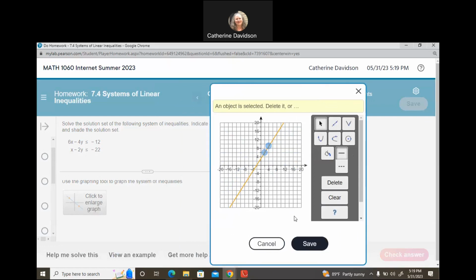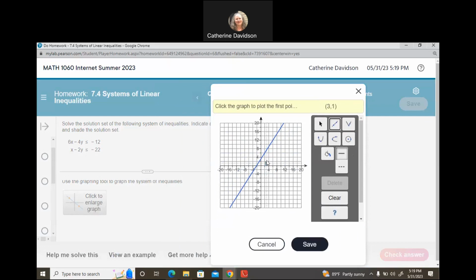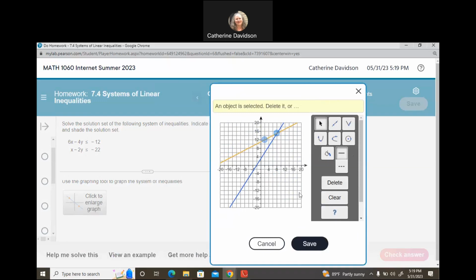Click. All right, so then I'm going to select the line tool again. I'm going to graph that second line. So I have a point at 2, 12. And then another one, I go over 8, up 15. I don't click until I'm exactly on there, 8. There we go. It says 8, 15. I click. All right, so then you need to shade using the paint can.